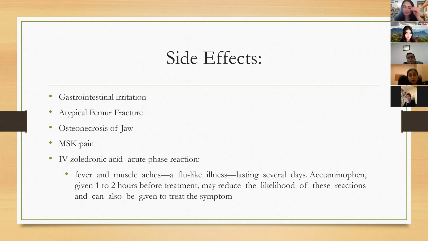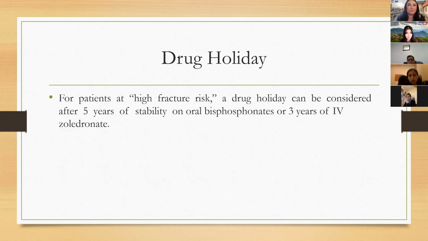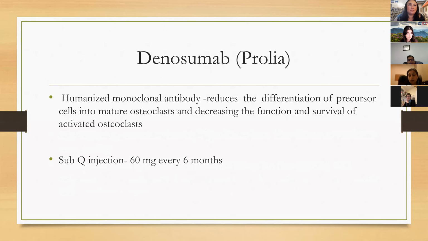The IV bisphosphonate, so IV zoledronic acid or Reclast, can cause an acute phase reaction. After patients get that infusion, they might have fevers or muscle aches or pains for about 24 to 48 hours after they get that infusion. It's kind of like a flu-like illness. And so sometimes you can counsel patients to take Tylenol to reduce those symptoms. And then we already discussed the drug holiday.